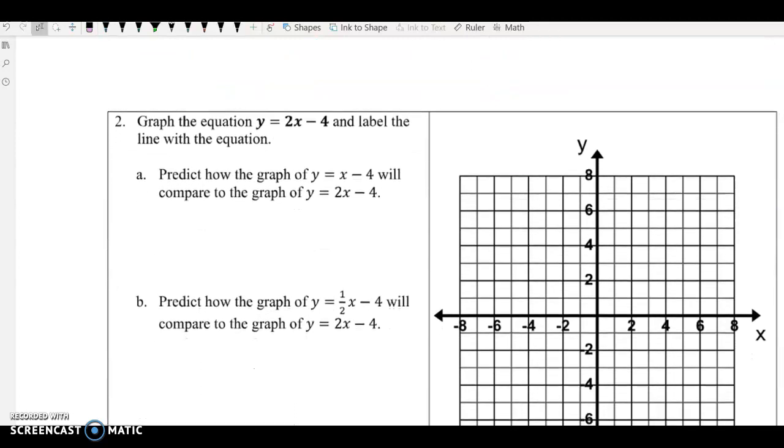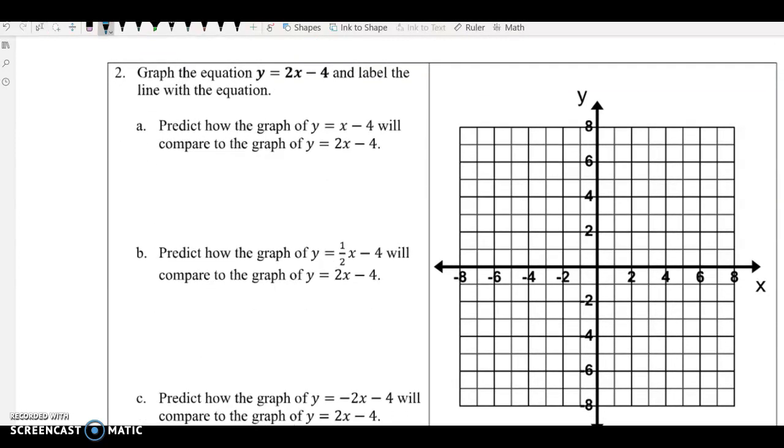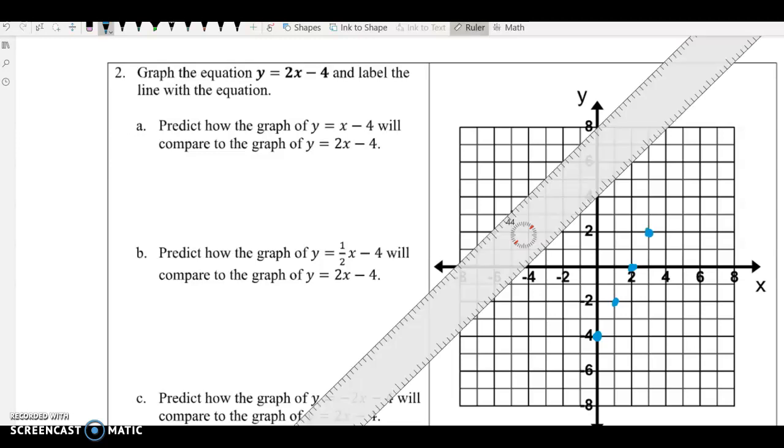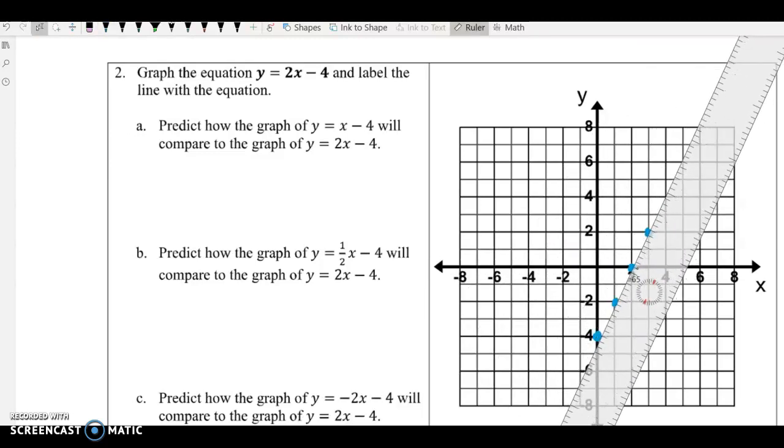It says graph the equation y equals 2x minus 4. All right, I'm going to go ahead and do that in purple or blue. So -4 is my y-intercept. From there, I go up 2 to the right 1, up 2 to the right 1, up 2 to the right 1. I'm going to go ahead and grab my ruler and graph it.